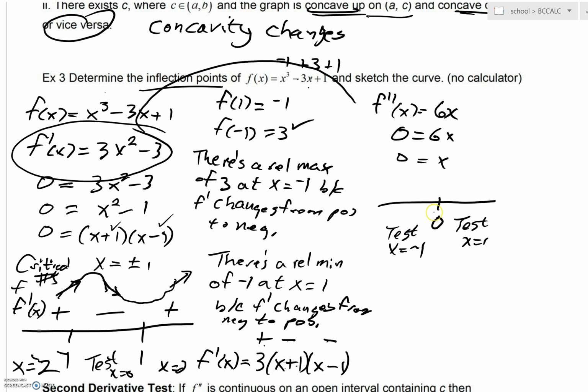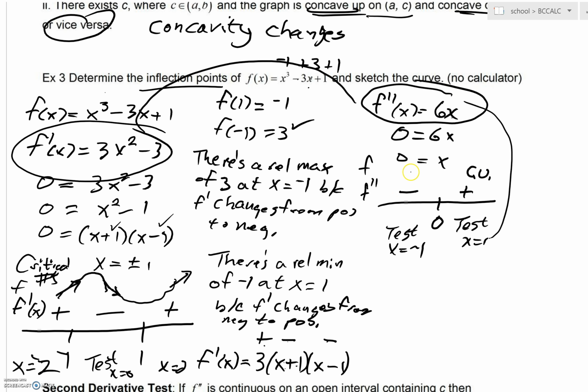And of course, kids will say, where are we testing it? We're going to test that in f double prime. Plug in a 1, 6 times 1, that's something positive. What does that mean? Our function is concave up. F is concave up there. If I plugged in a -1, -1 times 6 is a -6. That's something negative. That means my function is concave down like a frown there.